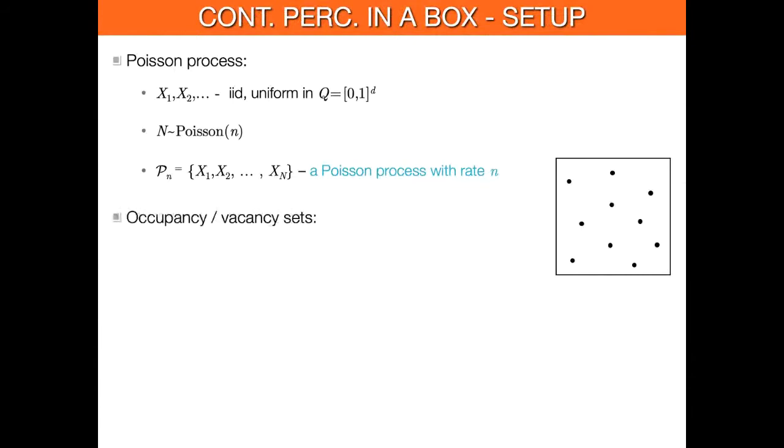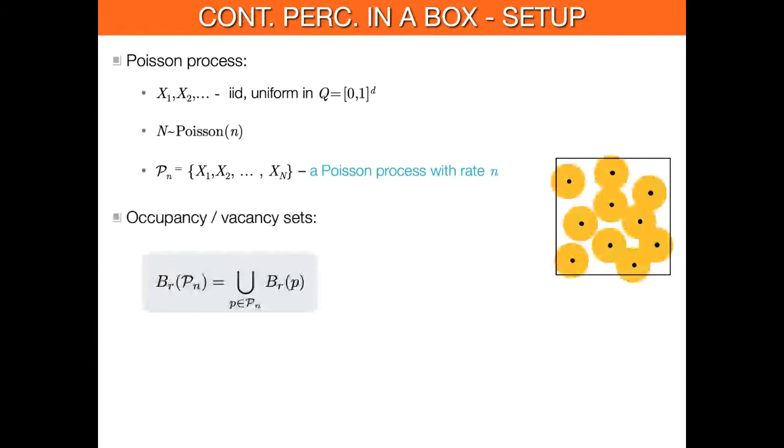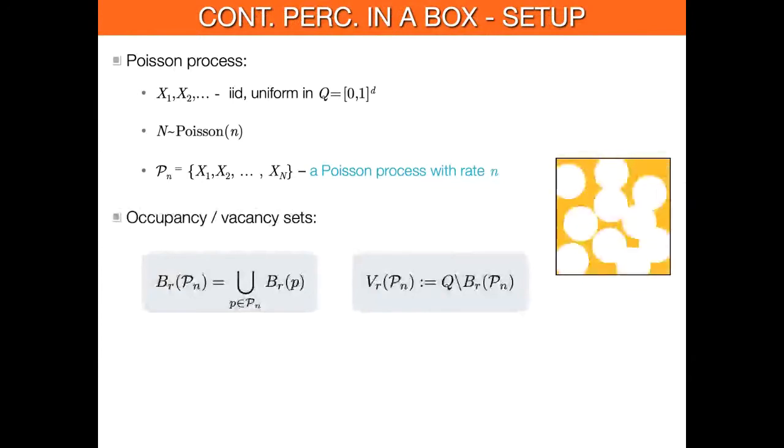The first one we'll call the occupancy, which is just a union of the balls that we saw before. But we can also look at the complement, which we're going to call the vacancy. So it's everything that is not included in those balls. And this is this yellow region. And both of them have some interesting random behavior, and we can ask all the questions related to probability on both of them.